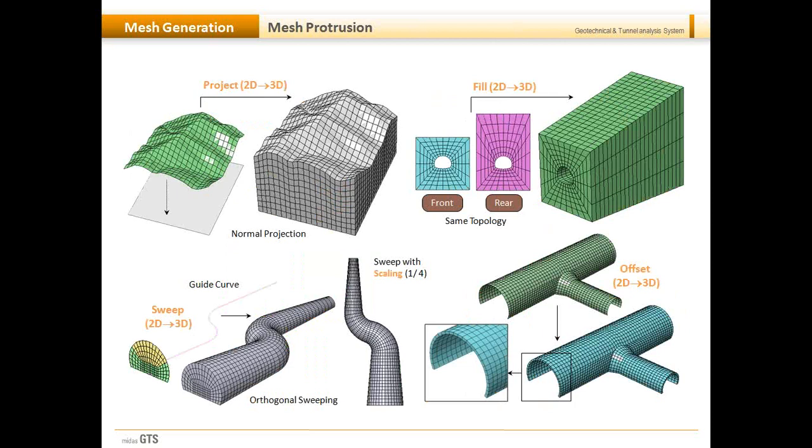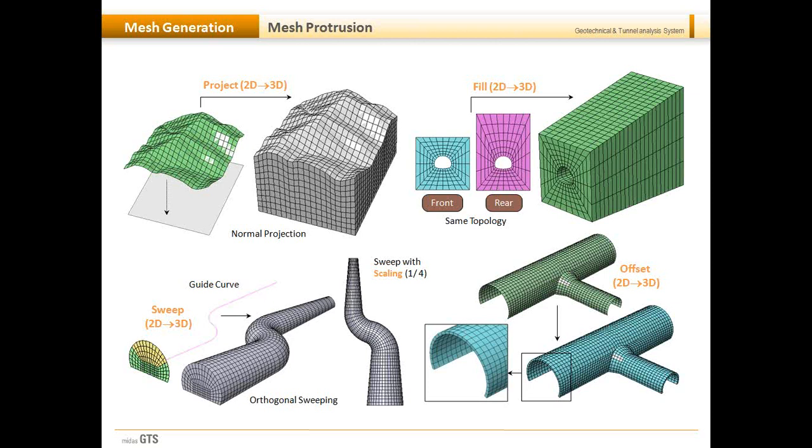In the mesh protrusion, we have some more features which include projection, where if we have a 2D mesh profile, then we can project it onto a face and generate a 3D mesh profile. Or if we have two different mesh profiles, then by using the fill option, we can connect them and generate a structured mesh for these two different mesh topologies. By using the sweep function, we can generate a 3D mesh by sweeping the 2D mesh with respect to a curve, and further we can scale it down or scale it up.